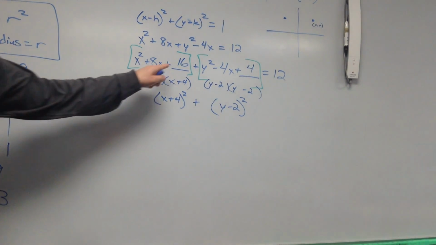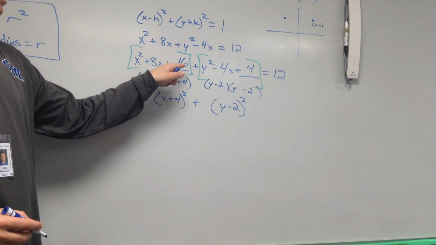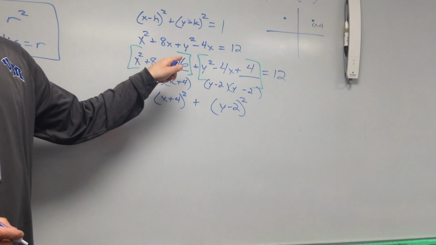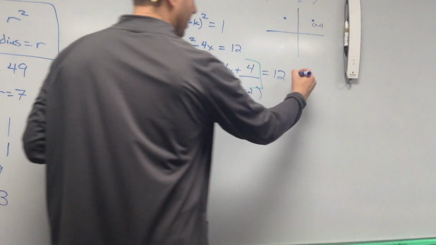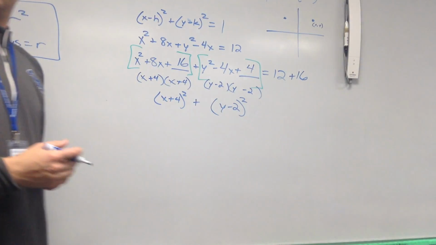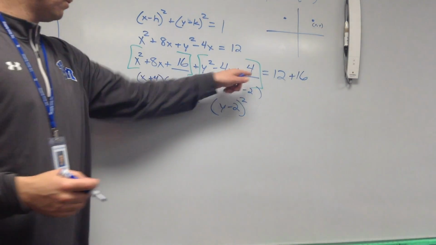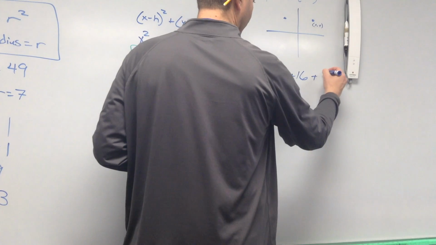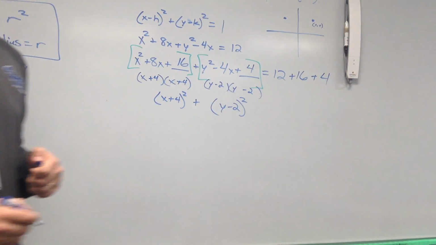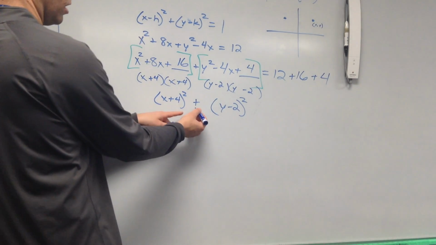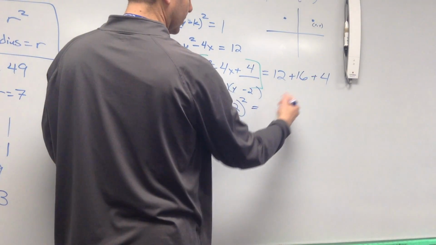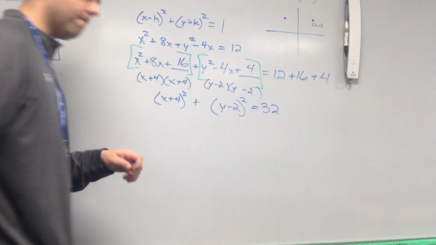Now the key is though, I've added this 16 here. Well, in order to keep the equal sign true, if I add 16 to the left side of the equal sign, I better add 16 to the right side of the equal sign. And if I add 4 to the left side, I better add 4 over there too. Alright, so now I have (x + 4)² + (y − 2)² = what's that, 32? Okay?